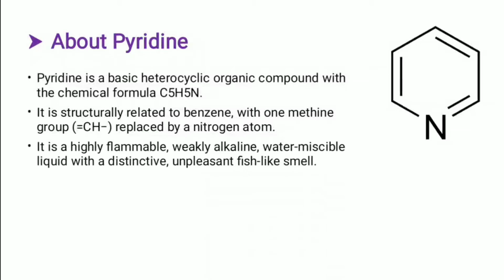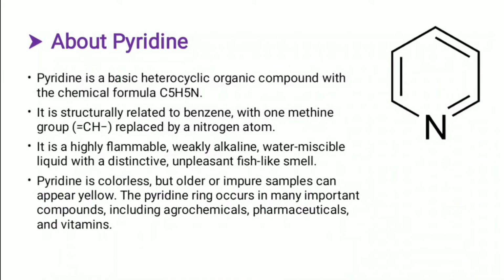It is a highly flammable, weakly alkaline, water miscible liquid with a distinctive, unpleasant fish-like smell. Pyridine is colorless, but older or impure samples can appear yellow. The pyridine ring occurs in many important compounds, including agrochemicals, pharmaceuticals, and vitamins.